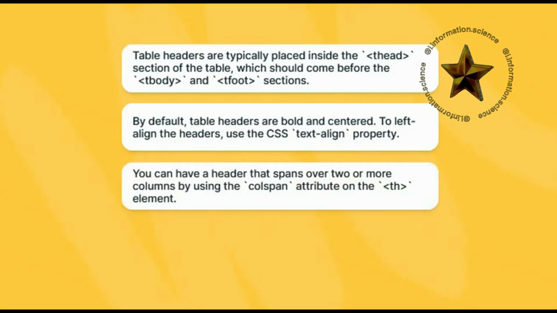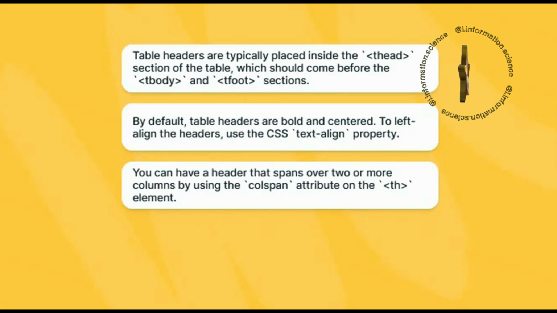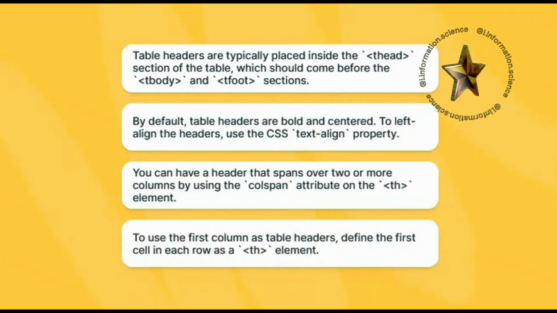You can have a header that spans over two or more columns by using the colspan attribute on the th element. To use the first column as table headers, define the first cell in each row as a th element.